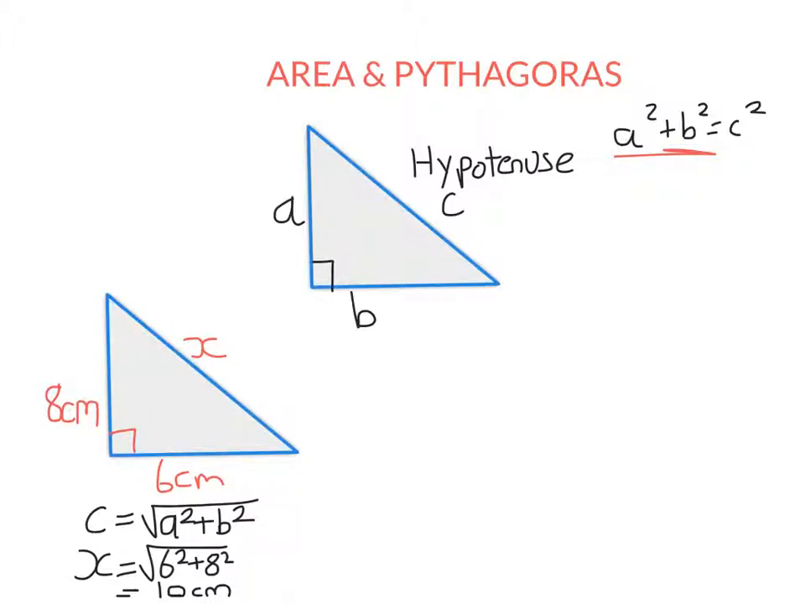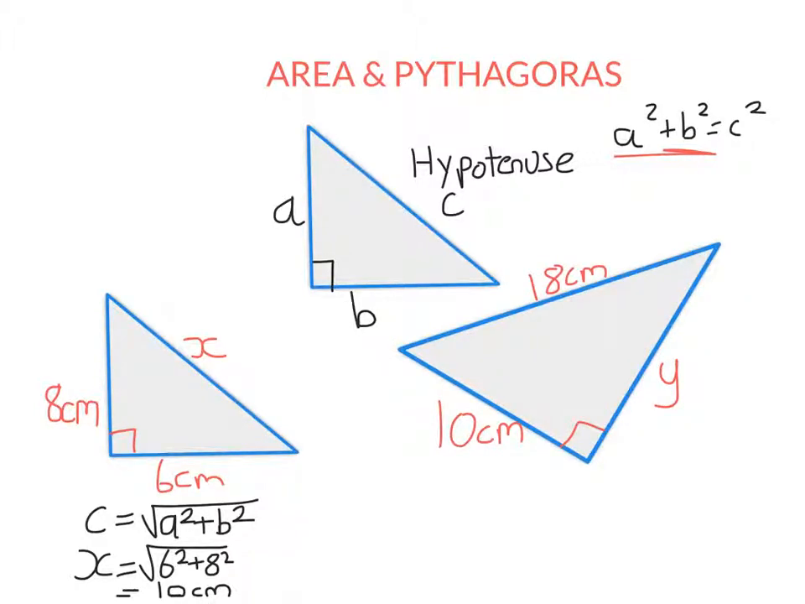Let's look at an example where we're finding the shorter side. Let's look at this triangle on the bottom right. Now we're finding y. Now y is touching the right angle, so it's one of the shorter sides. In this case, we know the hypotenuse. So we can use a similar formula to what we just used, but this time it's going to be hypotenuse squared minus shorter side squared. So please note the difference. You add when you're finding the longest side, the hypotenuse, and you subtract when you're finding a shorter side.